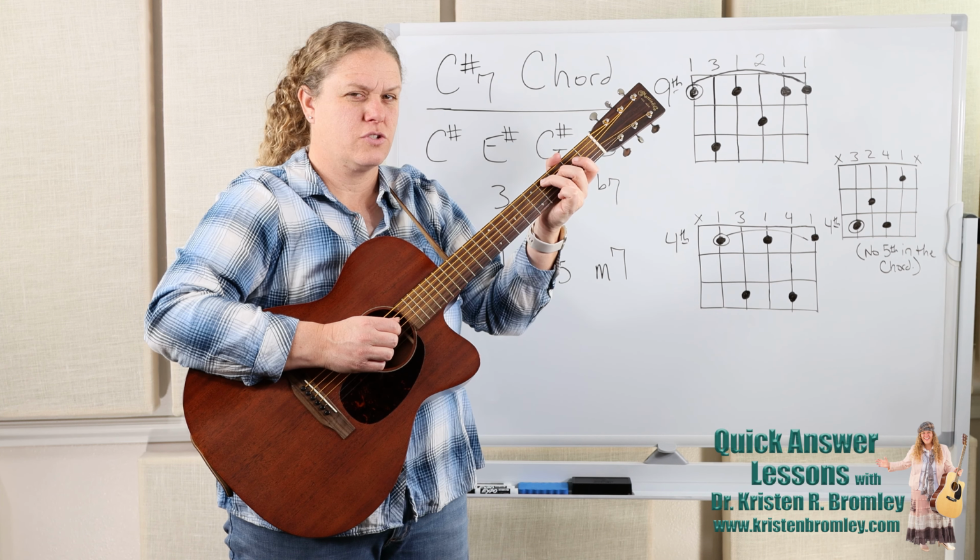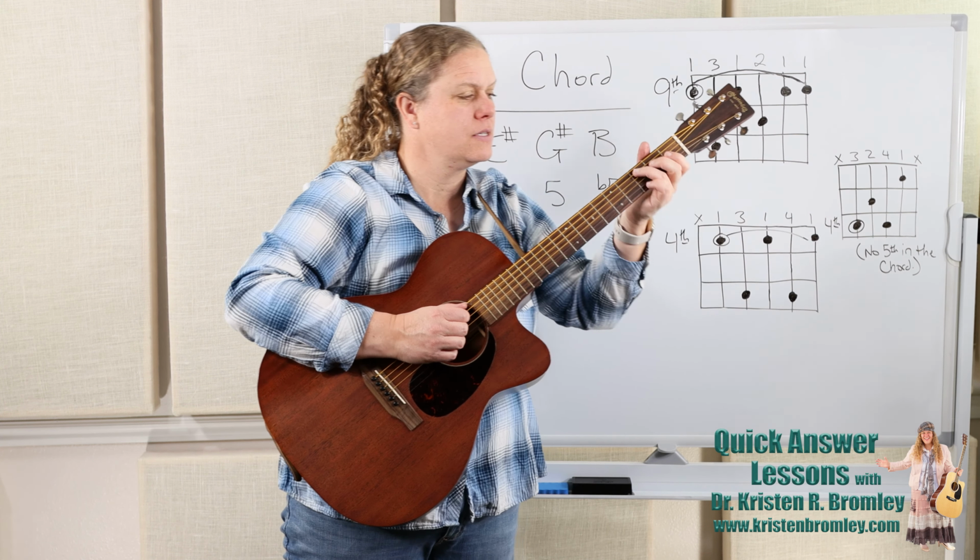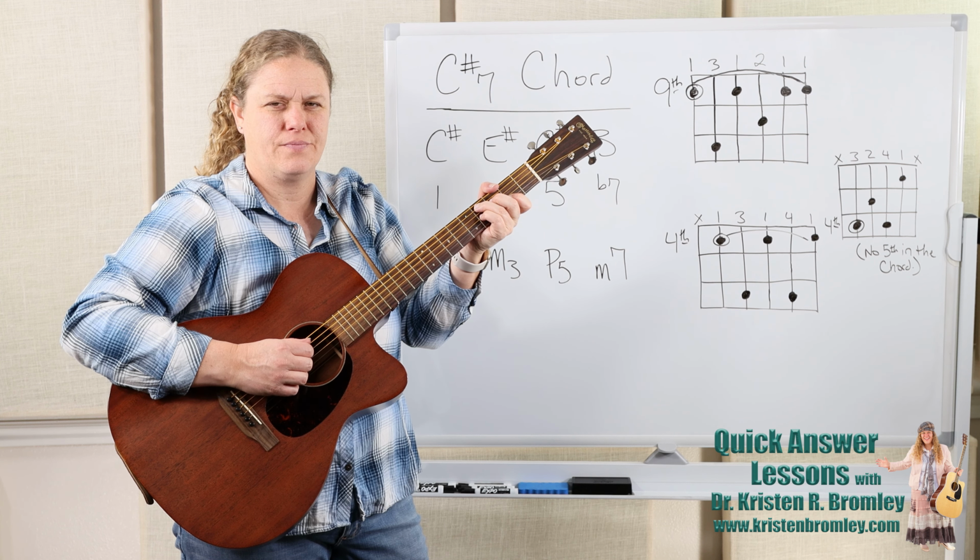Then on the 4th string, my middle finger will go at the 3rd fret. My pinky will then come back at the 4th fret on the 3rd string, and my index on the 2nd string plays at the 2nd fret, and I have a C-sharp 7. This one doesn't have a 5th though. Root, 3, flat 7, root. There isn't a place where we can put the 5th with this one.